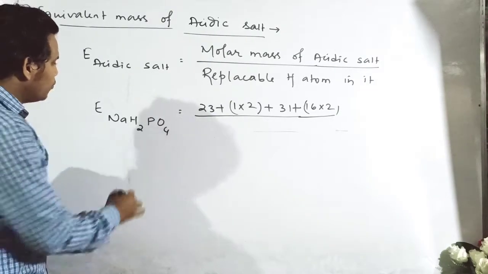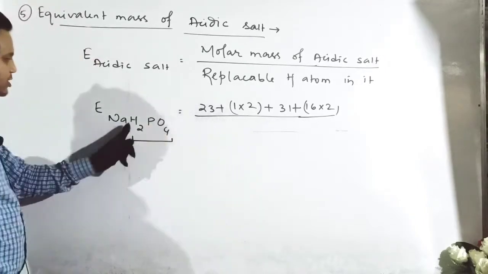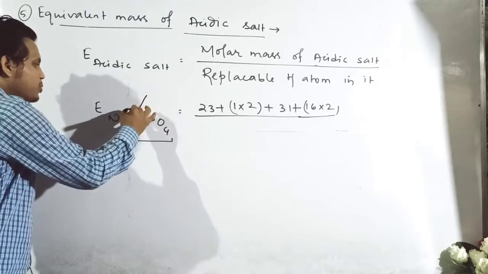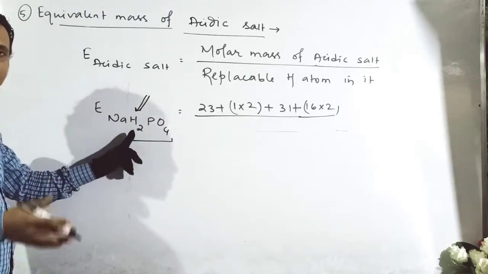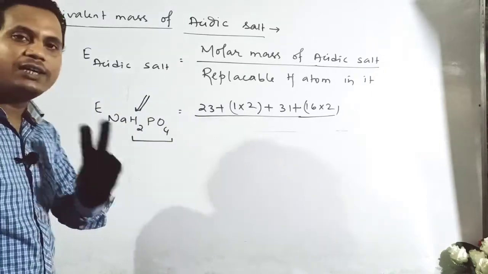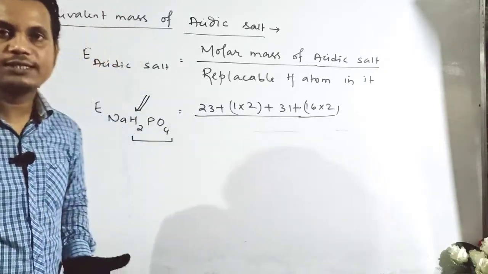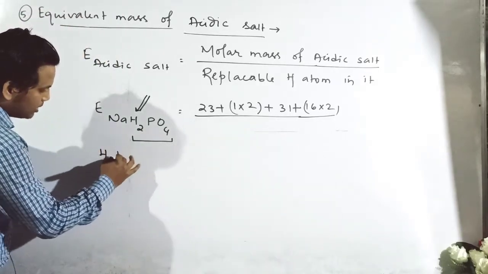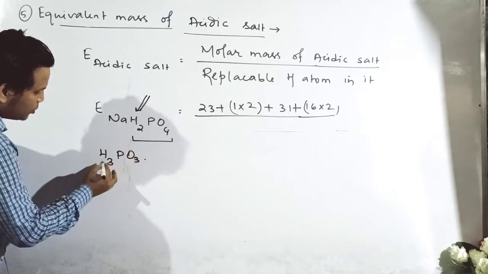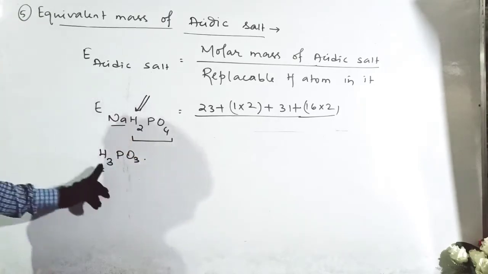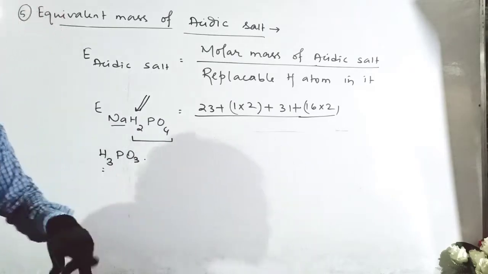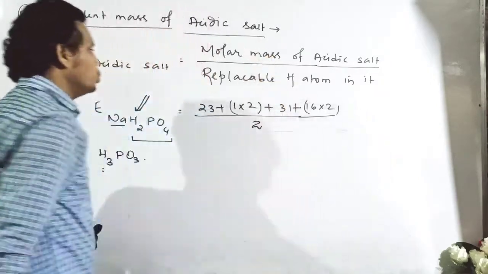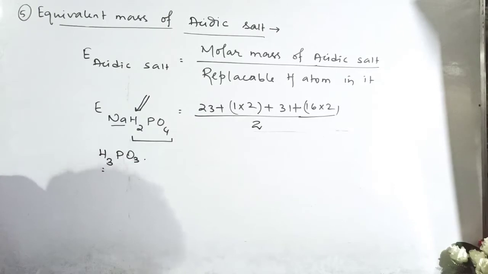H3PO4. We know that this is what? H3PO4. One hydrogen is replaced. Now, how many hydrogen are replaceable? It has 2 hydrogen atoms which can further be replaced. Originally it was H3PO4. Here 1 hydrogen is replaced by sodium. There is a possibility that 2 more hydrogen it can replace. So replaceable hydrogen atoms in it is 2. So the answer will be molar mass by 2.